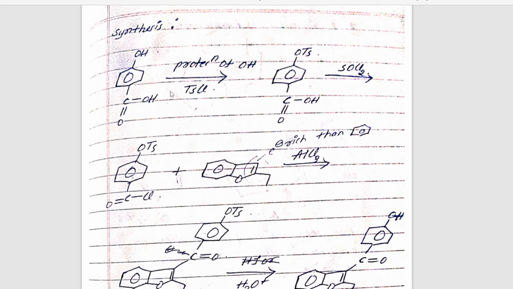Now you want to do chlorination, you have to substitute this OH with chlorine. So you will do chlorination with SOCl2. So what do you get? This part OH gets replaced by Cl. Correct? No? What is the next step, students? What do you have to do?